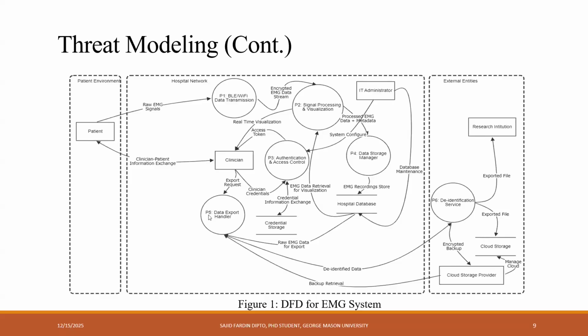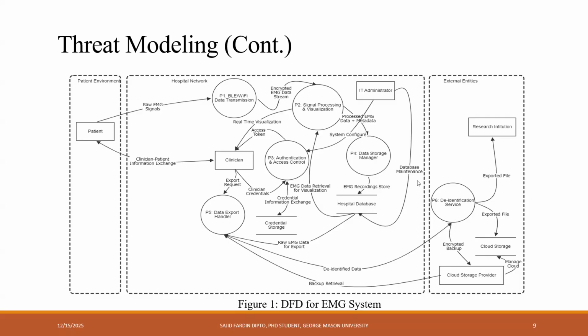So if we look at the data flow diagram for the EMG system, we can see that we have the patient environment on the left side. Here the EMG data are collected through devices, and those data can be sent through Bluetooth or Wi-Fi data transmission, and we apply some signal processing or visualization to the EMG signals. After that, those signals can be stored in the hospital database, and clinicians can export that data for therapy or for analysis, and the data can also be stored on the cloud.